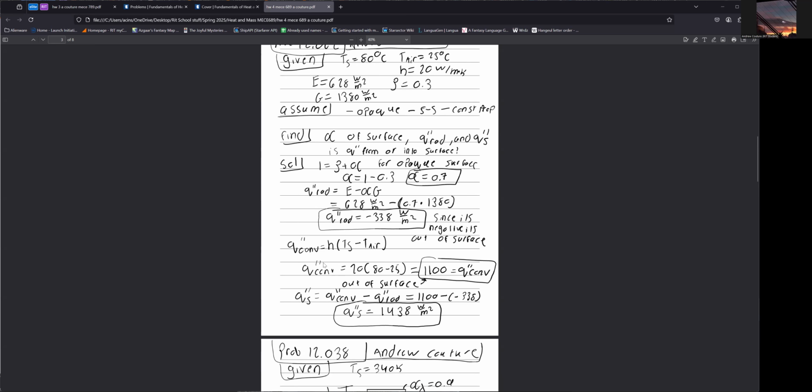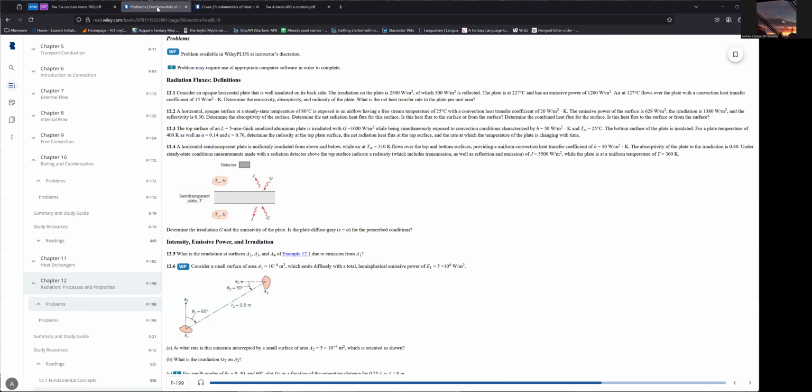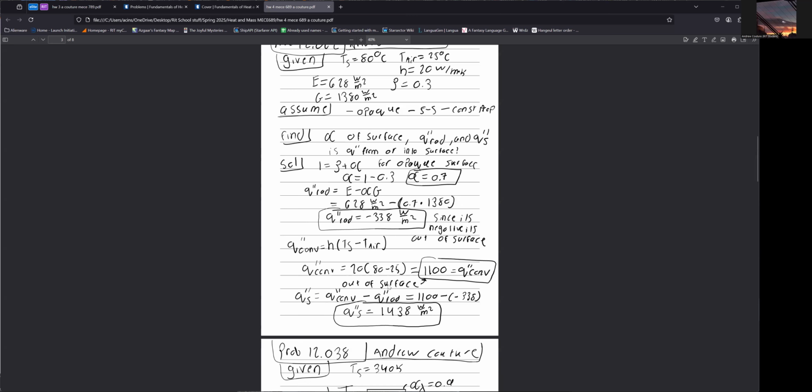And as you can see here, for the convection, it's just your standard heat flux for convection. So h times the temperature difference between the surface and the air, which is 80 minus 25. The surface is hotter, 80 degrees. Obviously, that's a lot warmer than the air temperature. So heat is going to be transferred outwards into the air. So that's going to be 1100 watts per meter squared for the convection.